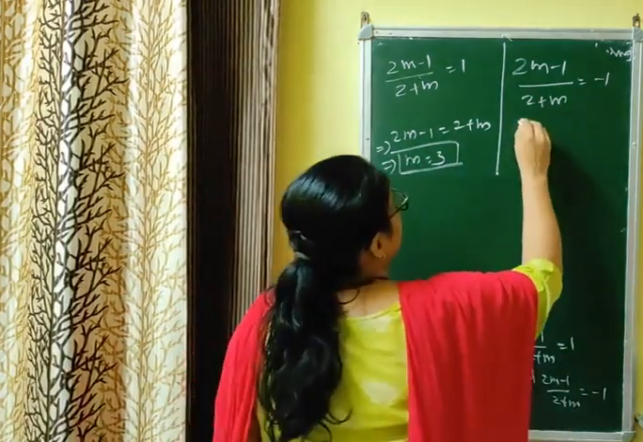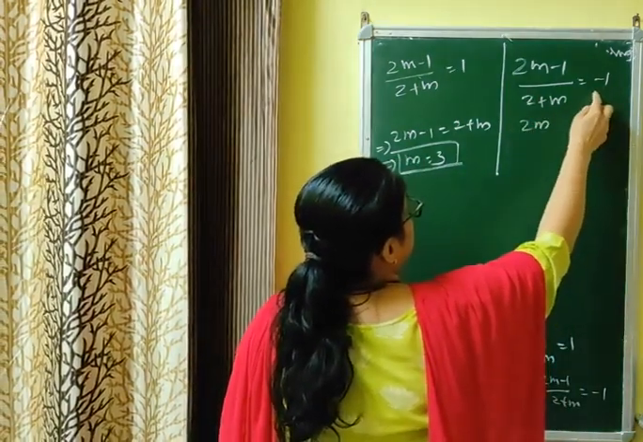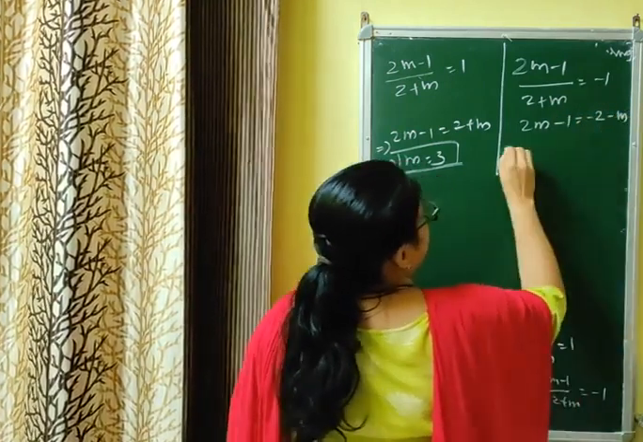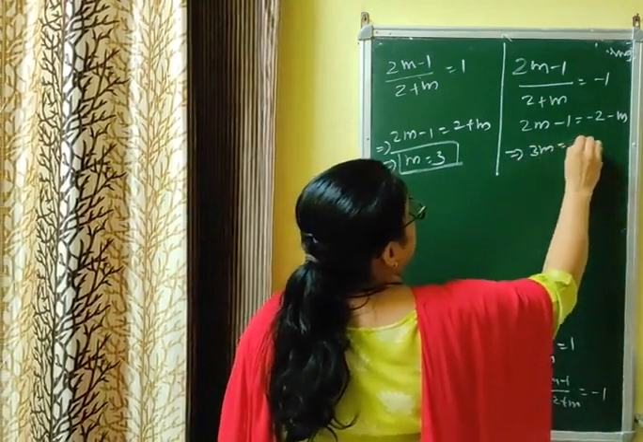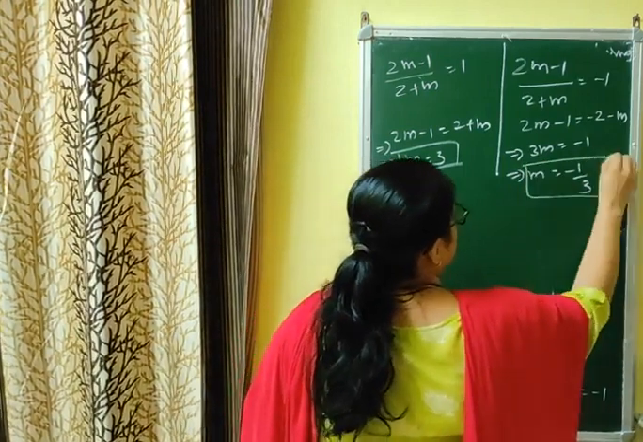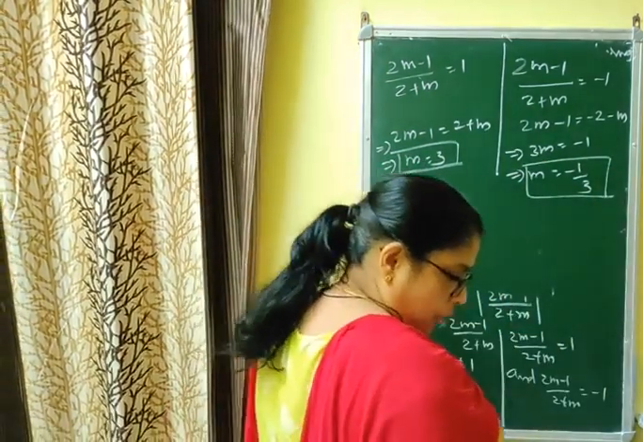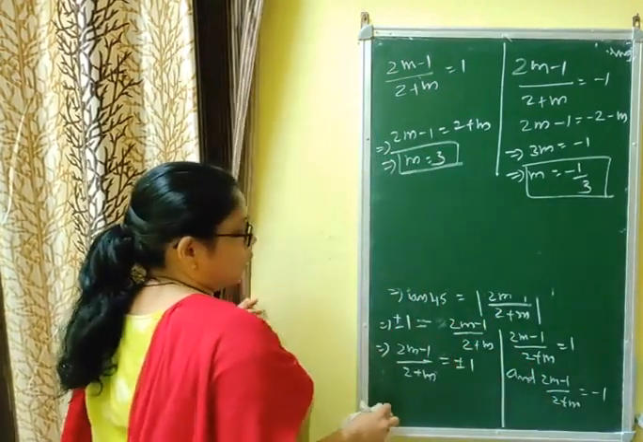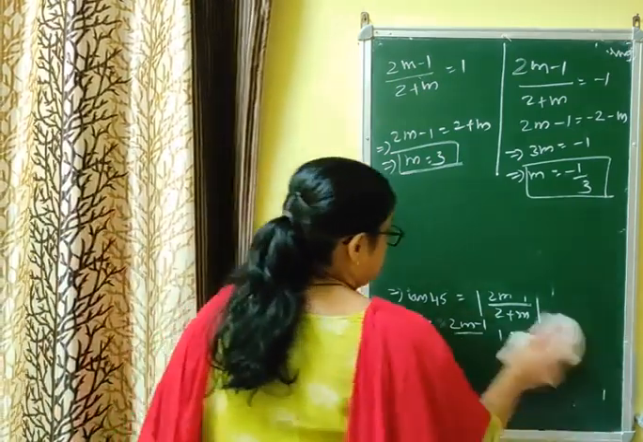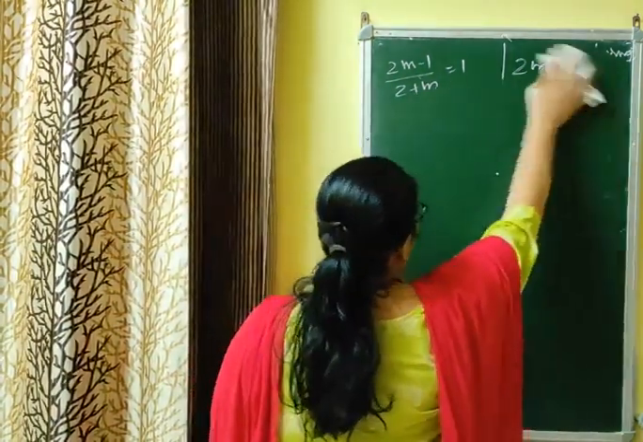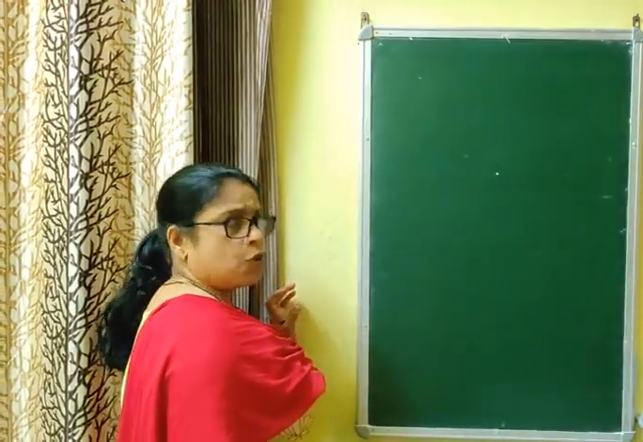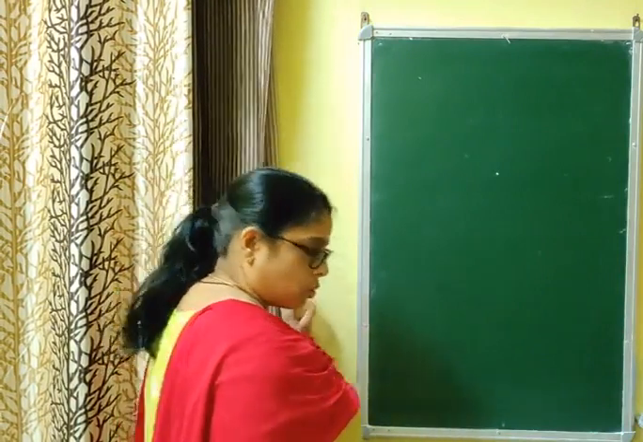Now you have to take the negative sign. 2m minus 1 equals minus 2 minus m, which implies 3m equals minus 1, which implies m equals minus 1 by 3. That means in this type of question, whenever you open the modulus sign, there will be two values. But students used to take only one of the signs, then you will lose the mark. Whenever you open the modulus sign, you have to take both the values, plus or minus, because the modulus of minus 1 is 1 itself, and the modulus of plus 1 is 1 itself. That is the basic concept behind it.